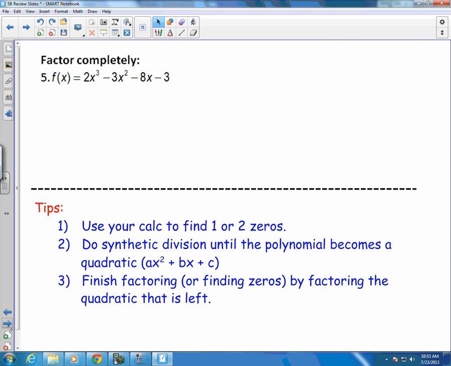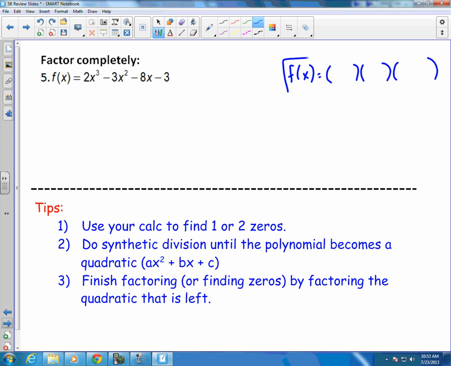The next question I want to do is factor completely. When you factor a polynomial, you want your answer to look like this, okay? f of x equals something times something times something. So you have to understand what the answer is going to look like, because there are other questions that ask you to find the zeros, and they look basically the same.